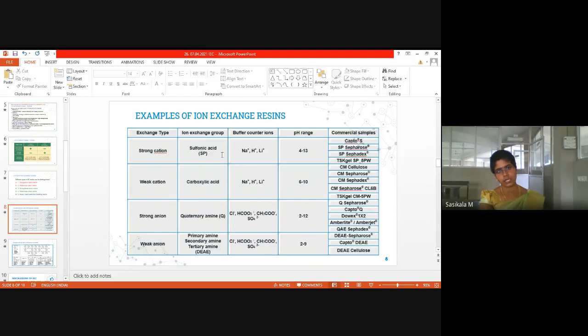The ion exchangers which carry charge are the strong cationic exchanger, weak cationic exchanger, strong anionic exchanger, and weak anionic exchanger. Strong anion will be quaternary amine. Weak anion will be DEAE, diethyl aminoethyl exchanger. Weak cation is carboxyl exchanger, and strong cation is S exchanger, SP or sulfonic acid exchanger. These are all the brand names for different exchangers.